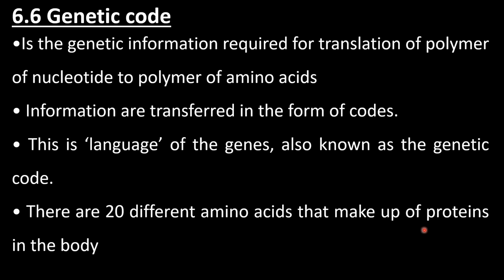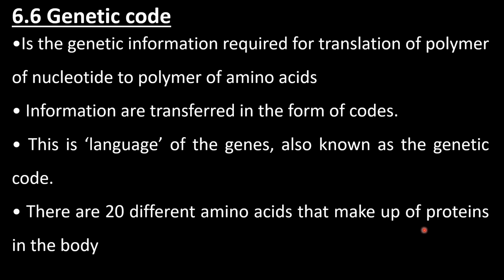In our previous presentation we have studied protein synthesis. The first part of protein synthesis is transcription, and the second part is translation. Protein synthesis has two major steps, transcription and translation. To understand translation, it is necessary to know about the genetic code. Genetic code is the genetic information required for translation of a polymer of nucleotides to a polymer of amino acids.